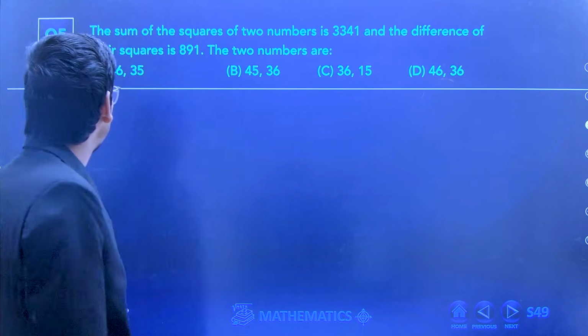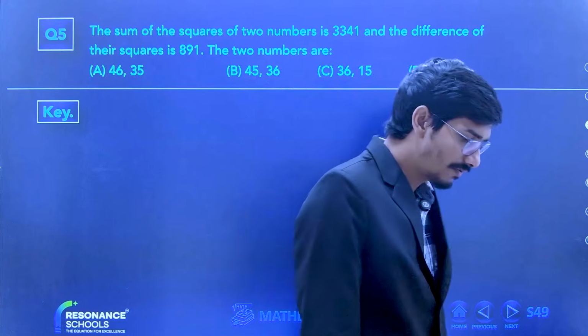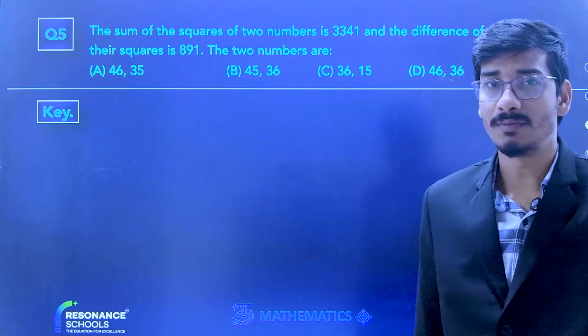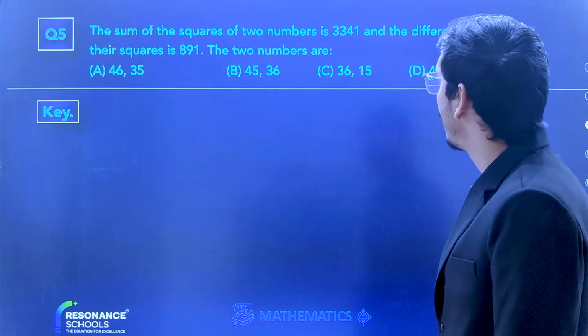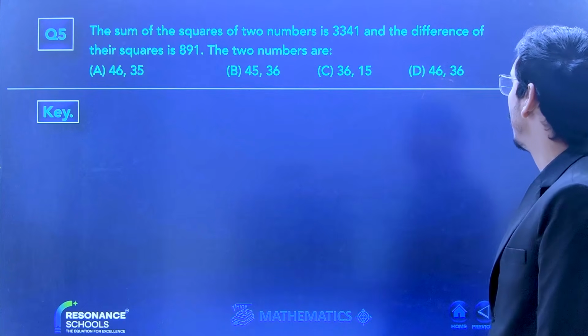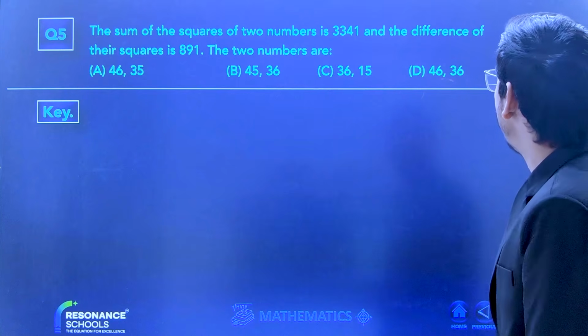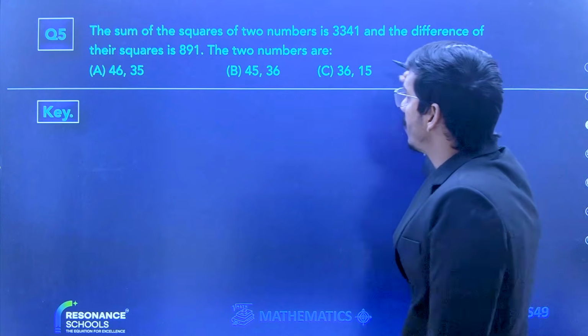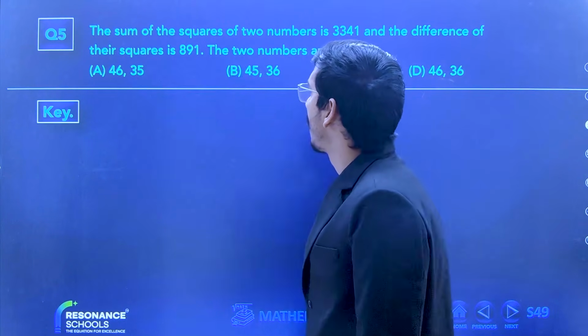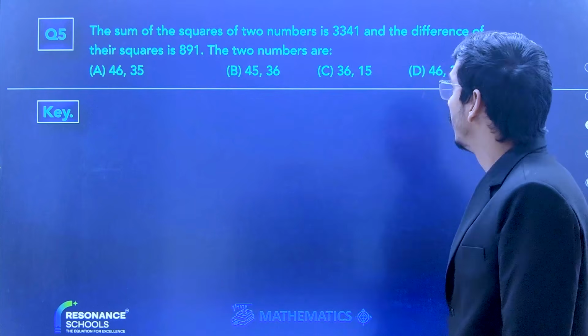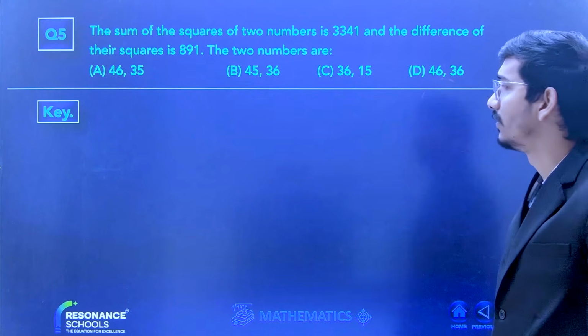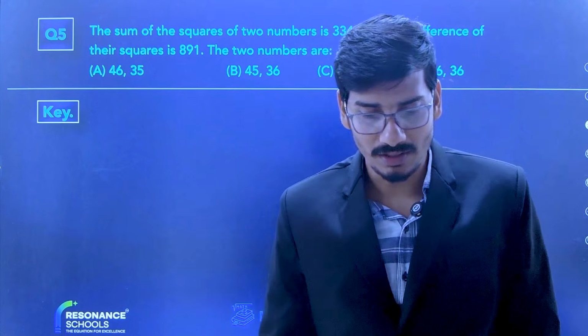Now coming to question number 5. The question says that the sum of the squares of two numbers is 3341 and the difference of their squares is 891, then what are the two numbers?